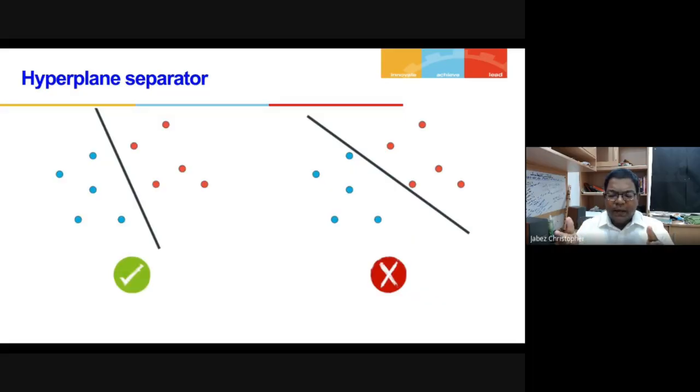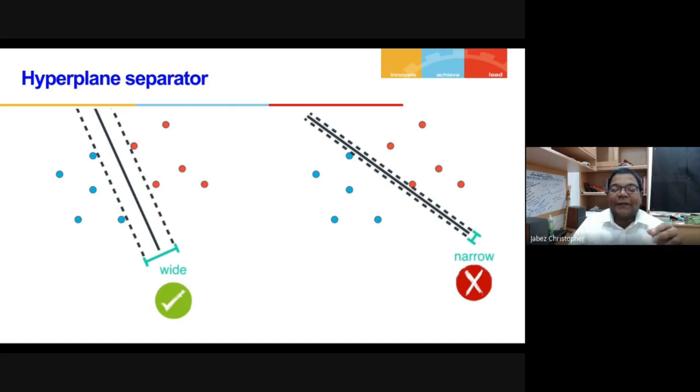Now we have a set of points here, blue and red, positive or negative, present or absent, buys computer or does not buy, anything. Which one do you think is a good line that separates? Line A or B? Both of them separate the points in a good manner, but which one would you prefer? Most of us would prefer the first plane, and now I'm trying to model something like this.